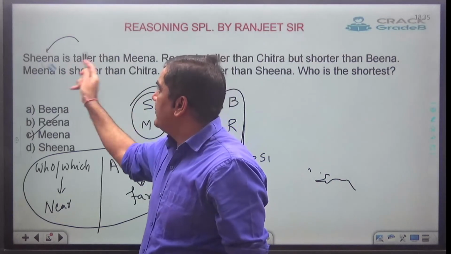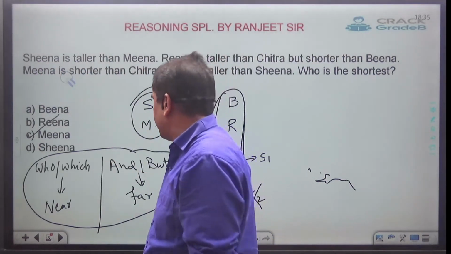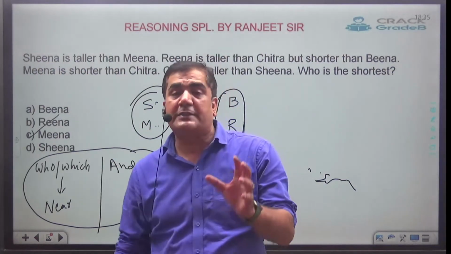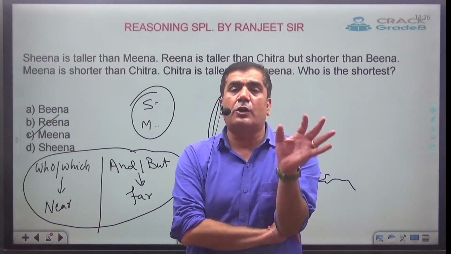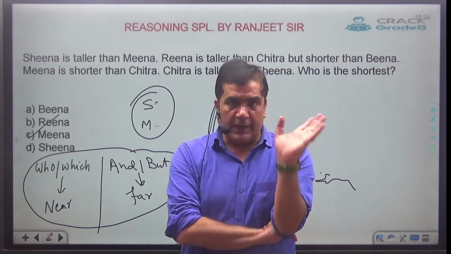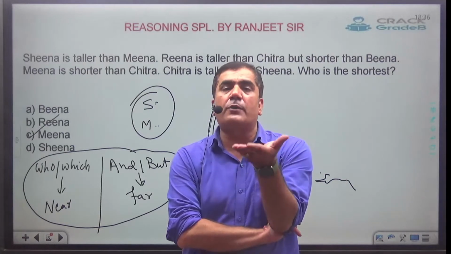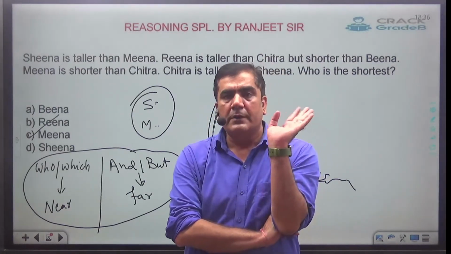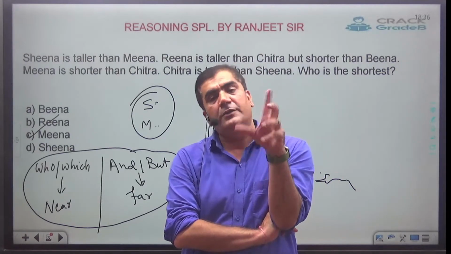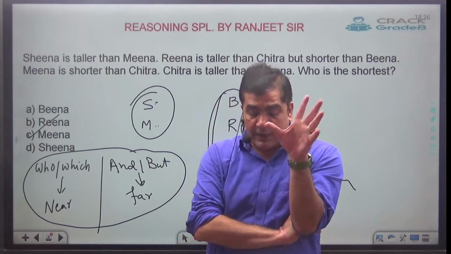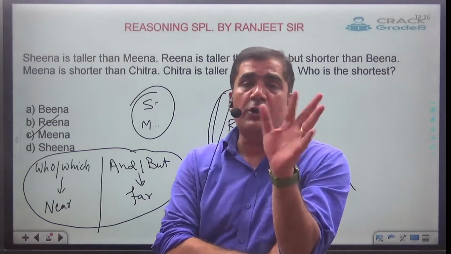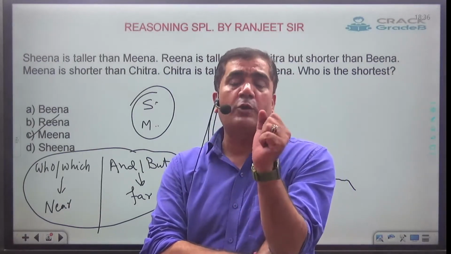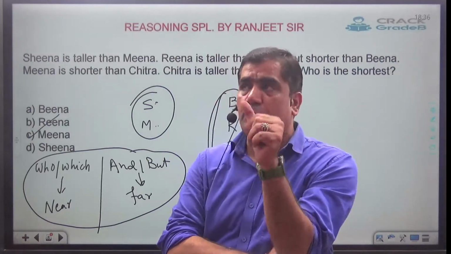This without-touching-the-pen method is only applicable if the examiner is asking for shortest or tallest. Clear? If the examiner is asking who is second from the bottom, then you need to plot the diagram. If the examiner is asking who is in the middle, you need to plot the diagram. But if the examiner is asking for shortest or tallest, that problem can be solved without touching the pen also. Now let's see how to get the answer.